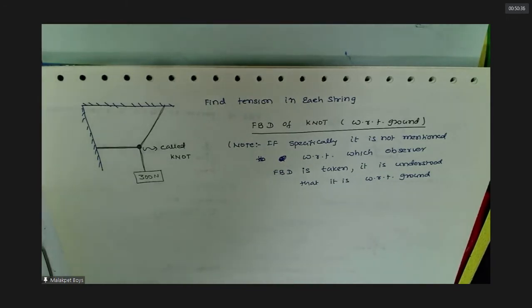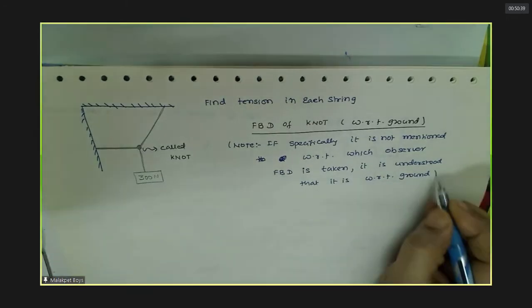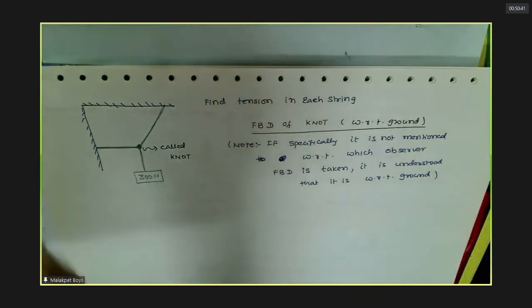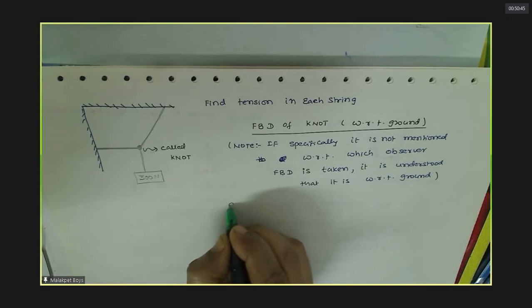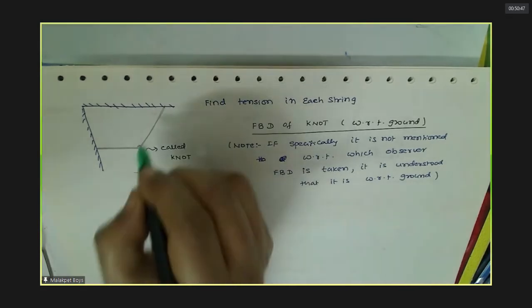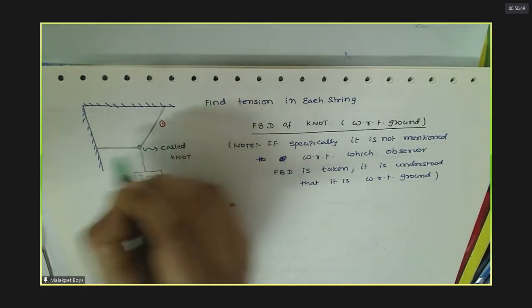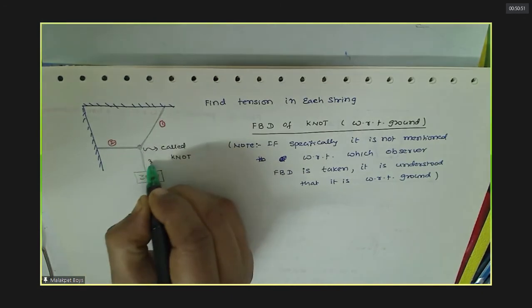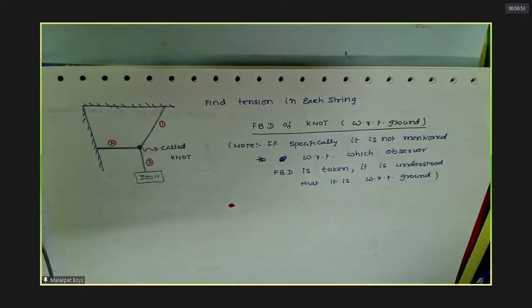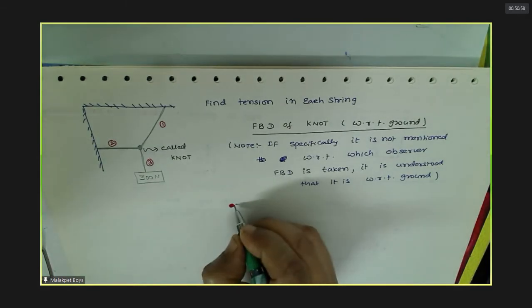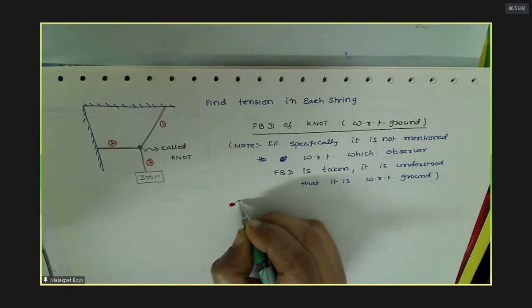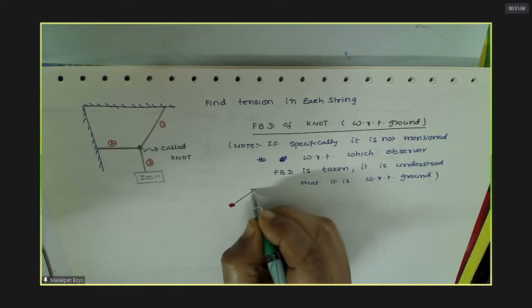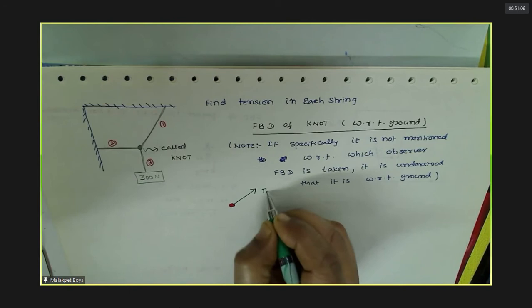Now, let us see this. I'll show here only because now you have some experience. This knot is here. These are the three strings: first string, second string, third string. Now let us show the forces acting on this. Now can you tell, tension T1, this knot is being pulled by the rope. This is T1.